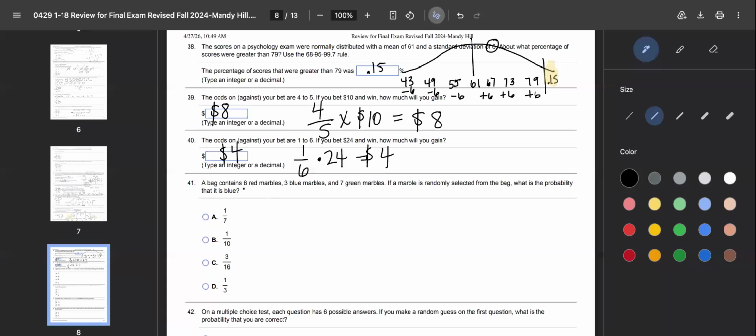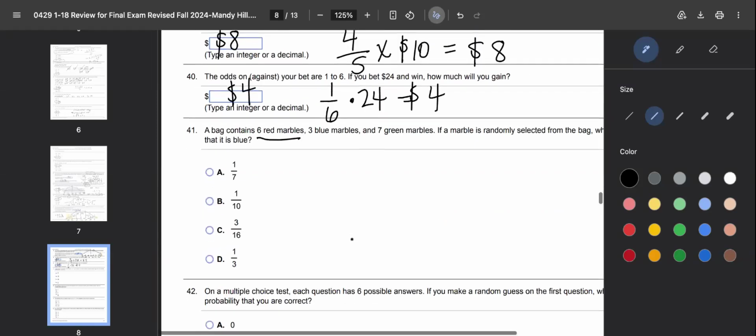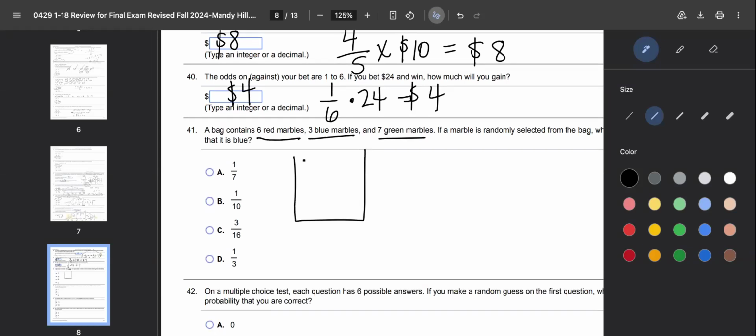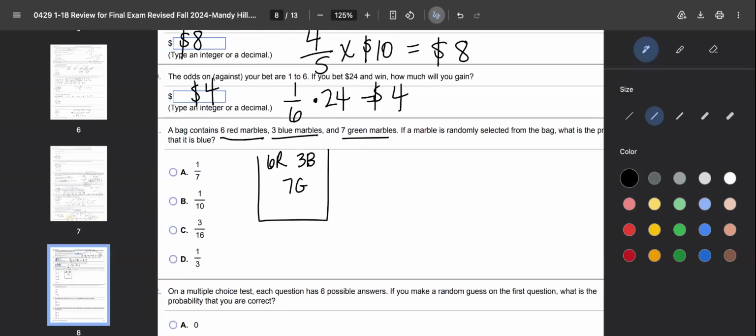A bag contains 6 red marbles. I'm going to blow this up just a little bit so that y'all can see, but I need to be able to see a little bit better. A bag contains 6 red marbles, 3 blue marbles, 7 green marbles. So here we have this bag. We've got 6 red marbles in here, 3 blue marbles, and 7 green marbles. If a marble is randomly selected from the bag, what is the probability that it is blue?